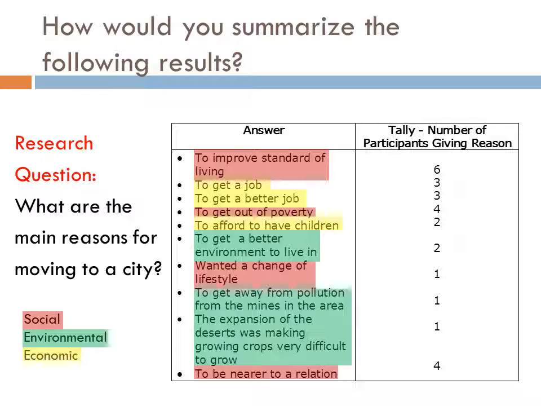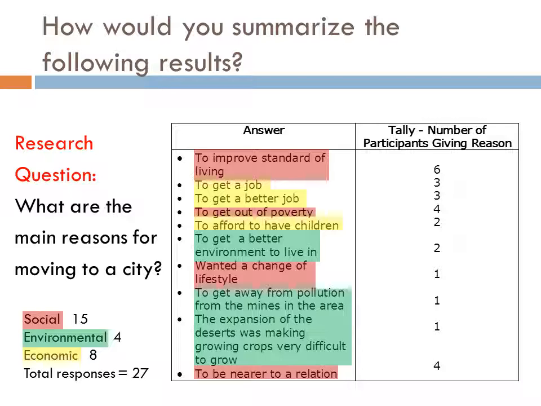One way you could summarize these results is to look for similarities in the responses. In this case, we see that some of the answers, or some of the reasons given for moving to a city, relate to social reasons. Others are environmental reasons, and others still are more economic reasons. So this is an excellent way to summarize the responses of this survey. We could say that some of the reasons are social, some of the reasons are environmental, and some of the reasons are economic.